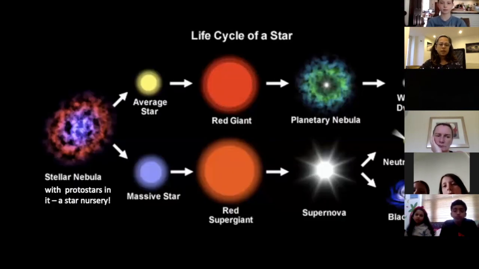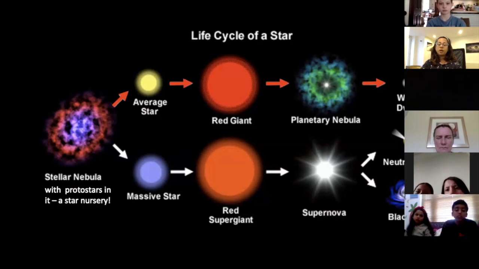Okay, so in the life cycle of the star, there are two different tracks. I've started in the stellar nebula, in this star nursery with the protostars, and then a star can take two different tracks depending on how big it is. So the first track I'm going to talk to you about is the average star life.